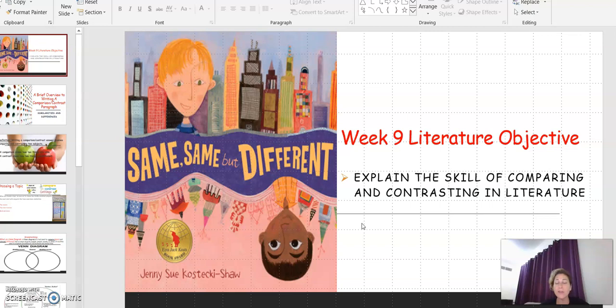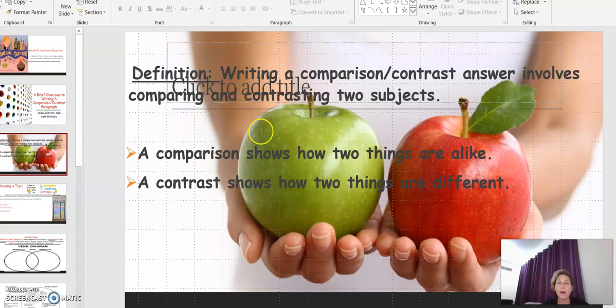This week, we're going to integrate writing with literature. We're going to explain a skill used in writing, and we are going to apply it in literature. It's the skill of comparing and contrasting. And when we talk about compare and contrast, we're talking about the similarities and the differences involving two subjects. A comparison shows how two things are alike, while a contrast shows how two things are different.